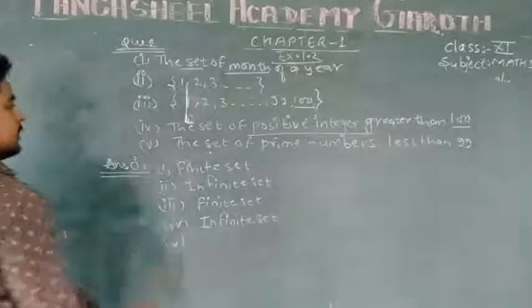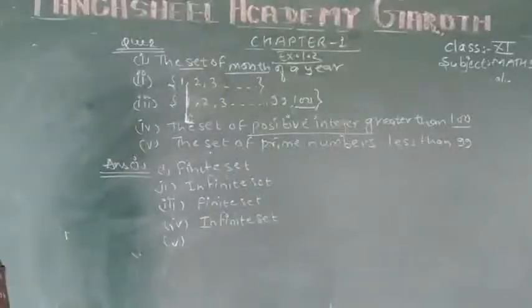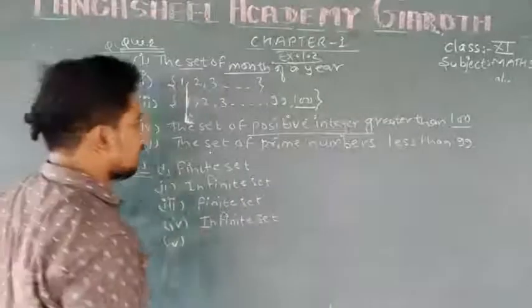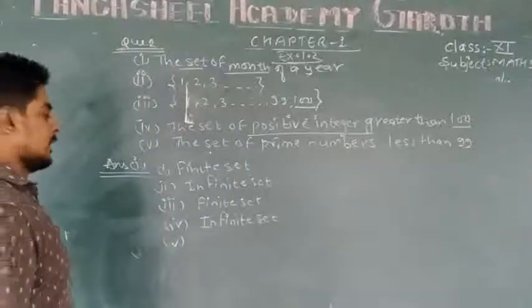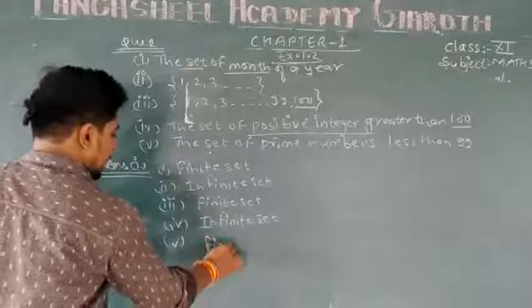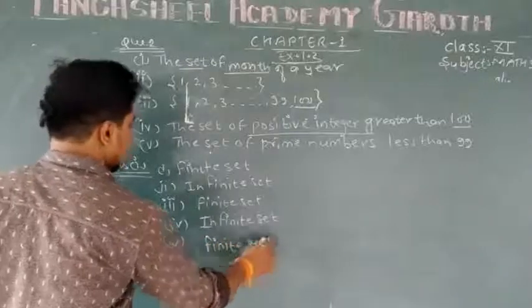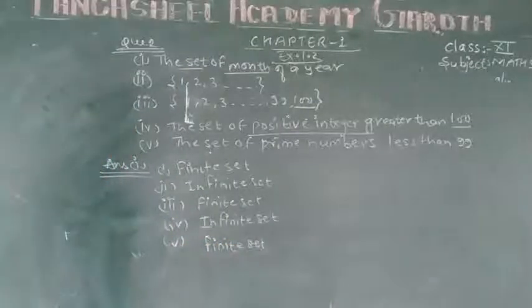And fifth is the set of prime numbers less than 99. We know that there are a fixed number of prime numbers because the condition is given less than 99. Therefore, it is called the finite set. The last set is called finite set.